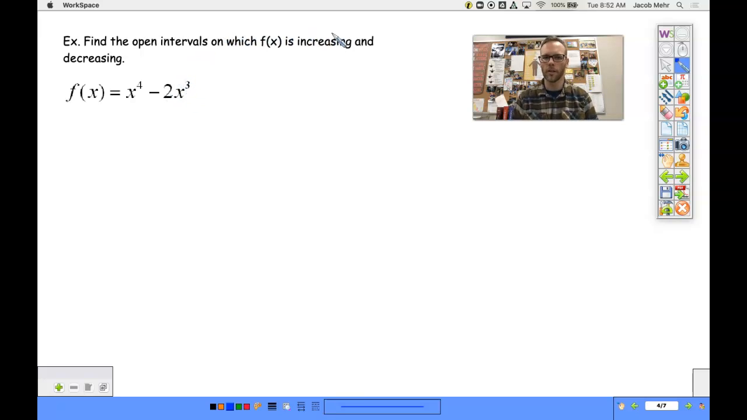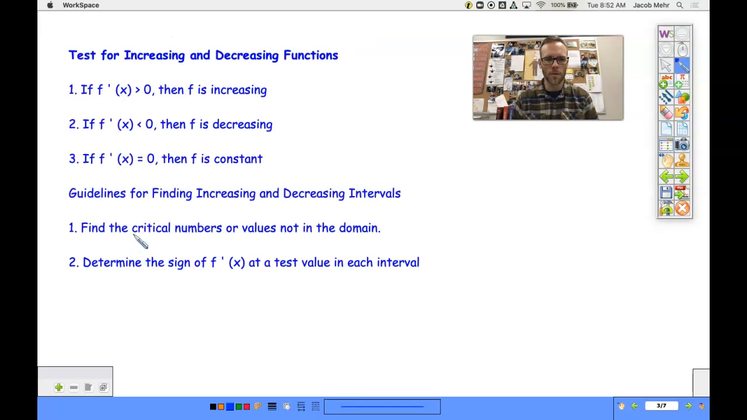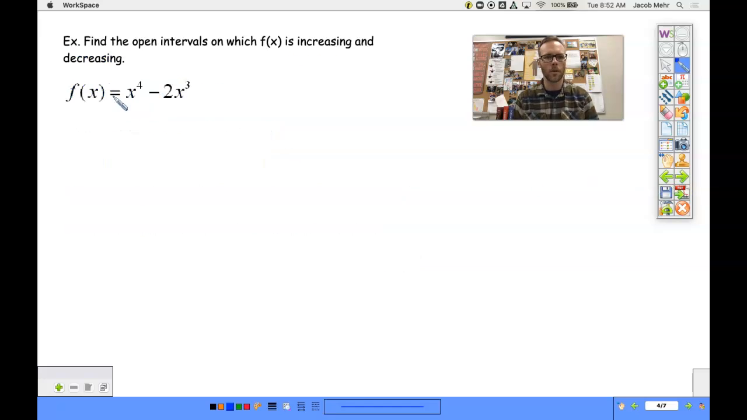To find where it's increasing and decreasing, we first have to find the critical numbers or values not in the domain. Now, I'm going to make a note right here. Our domain is all real numbers, right? This is just a polynomial. So there aren't any of those values that we're going to have in here. But we're ready to find the critical numbers by taking the derivative.